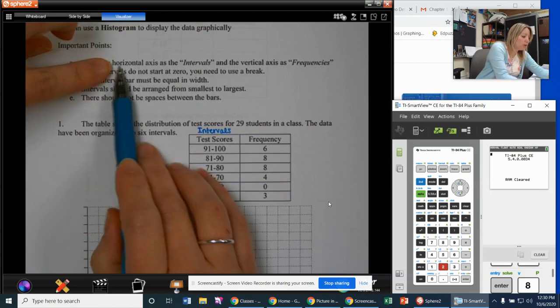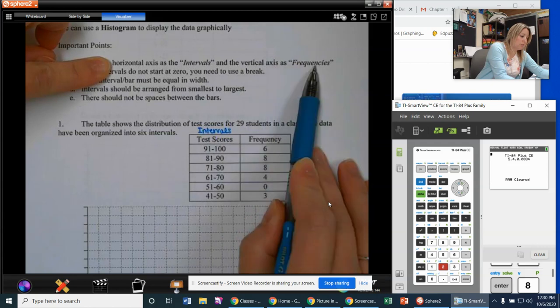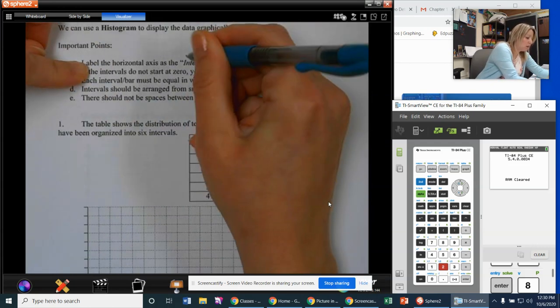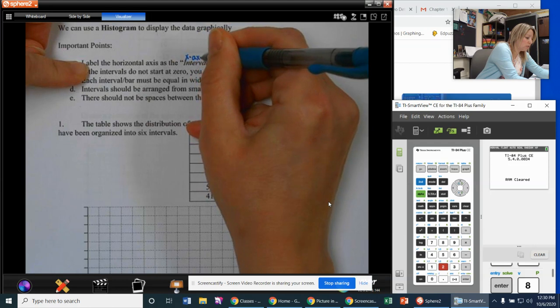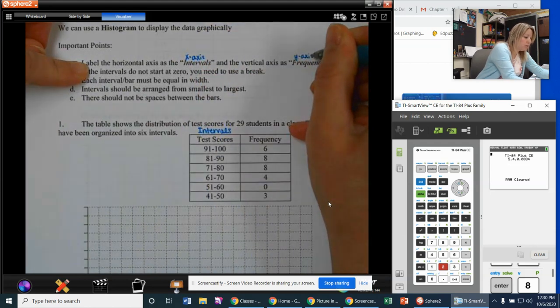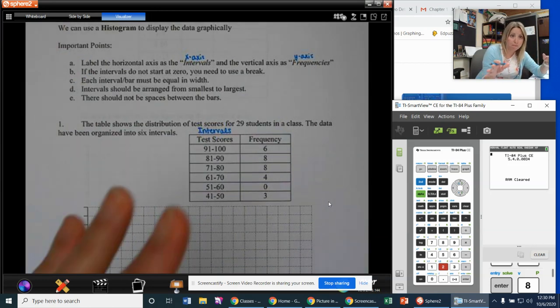Now, a couple things when creating a histogram. We label the horizontal axis intervals. We label the vertical axis frequencies. So that means the x-axis is always going to be your intervals, and the y-axis is always going to be your frequencies. And that's always the case, so it always happens that way.